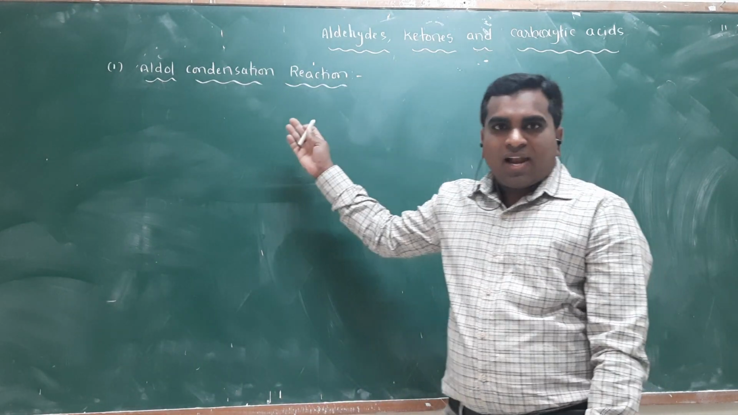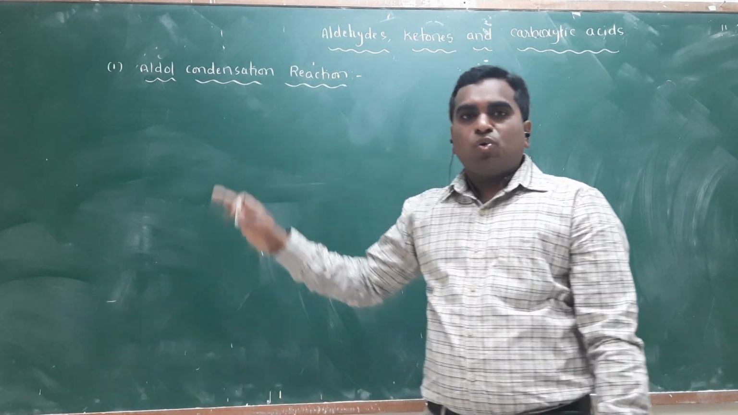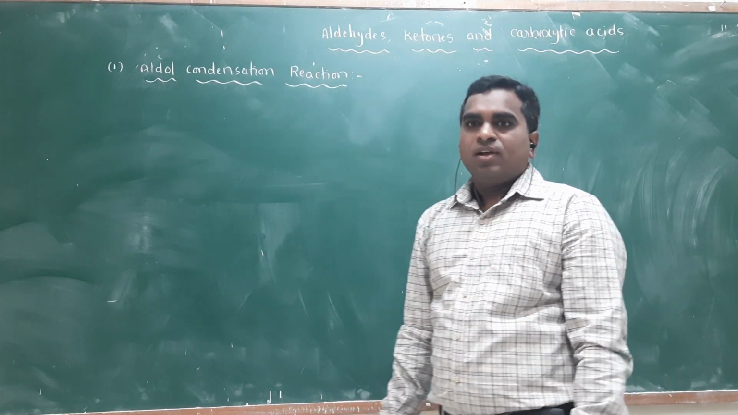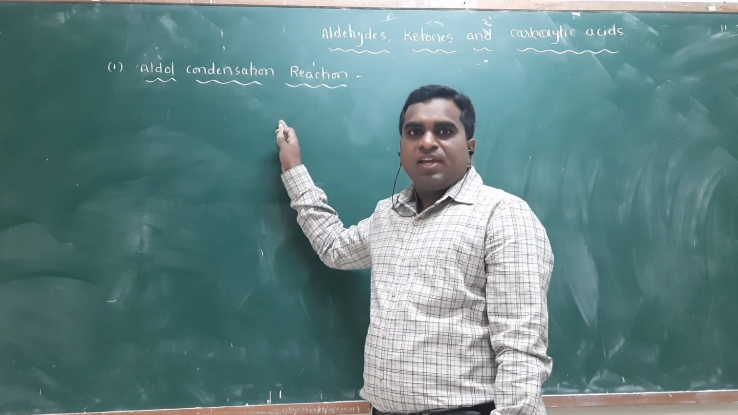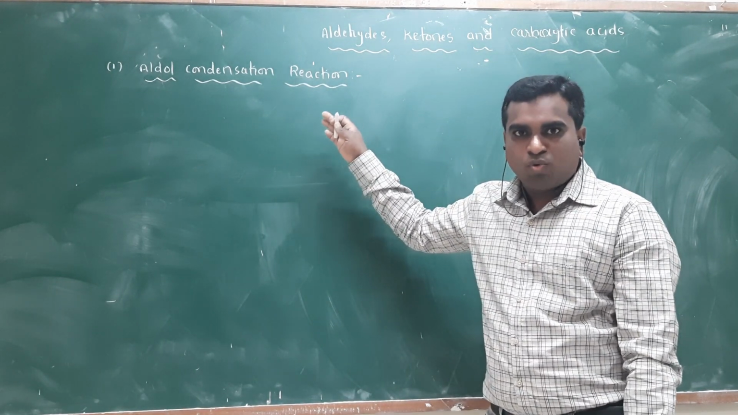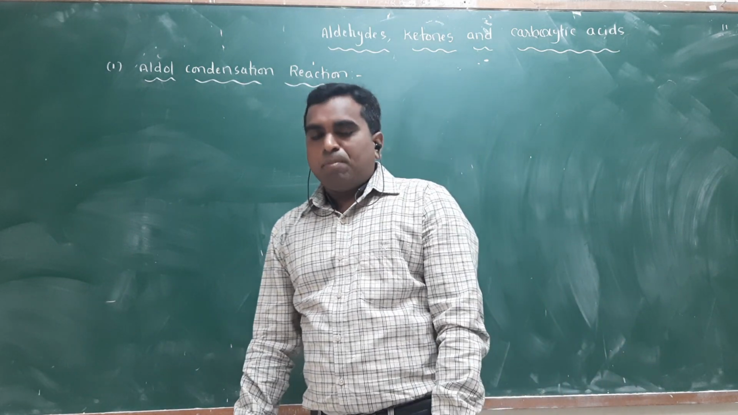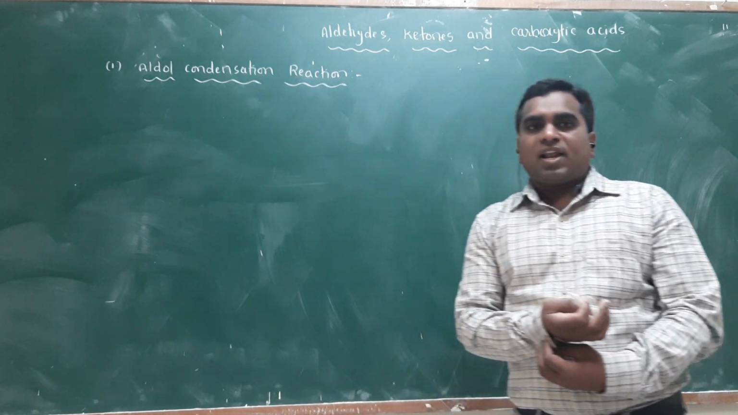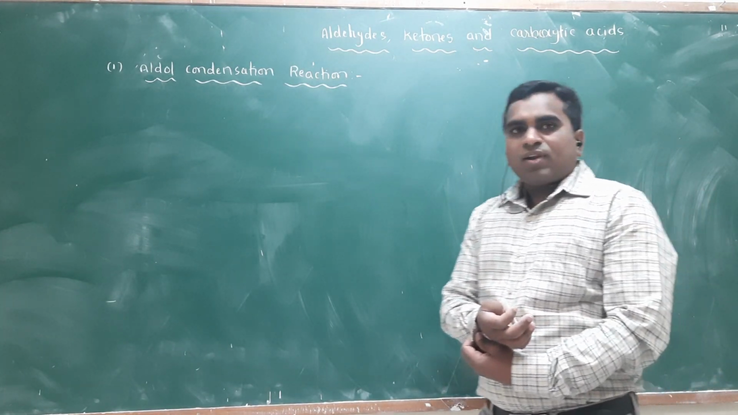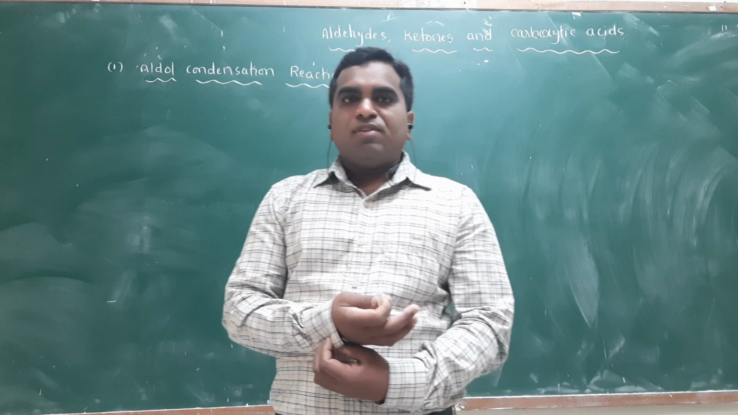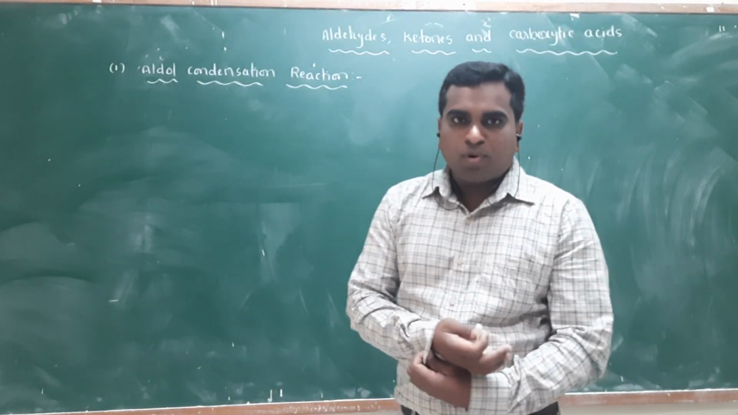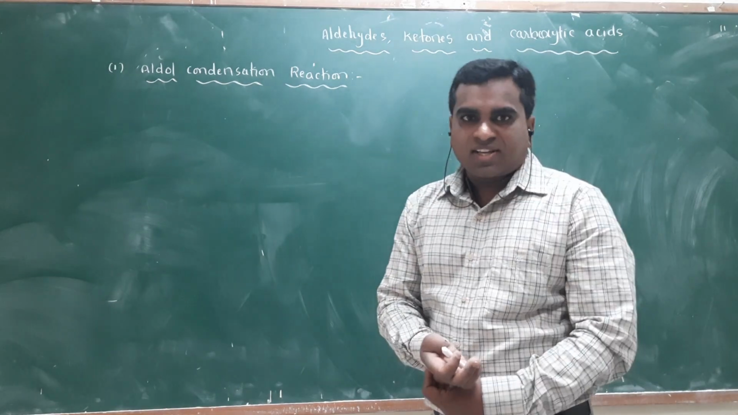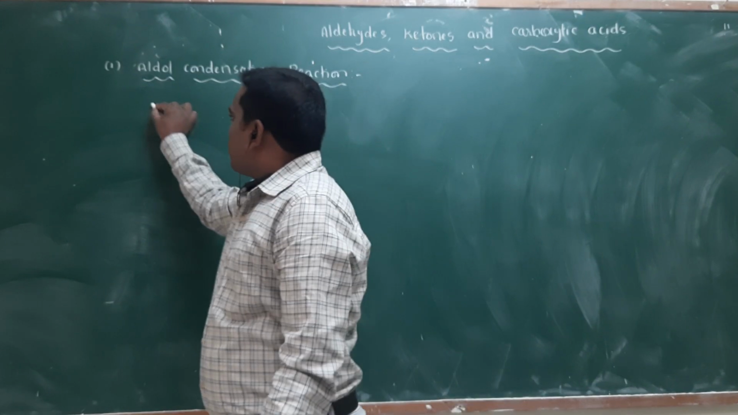You know that aldehydes or ketones having at least one alpha hydrogen, reacted in presence of NaOH, give beta hydroxy aldehydes and ketones called aldols, and further followed by heating, it gives alpha beta unsaturated carbonyl compounds, and that reaction will be called aldol condensation reaction. Okay. So what is that one?